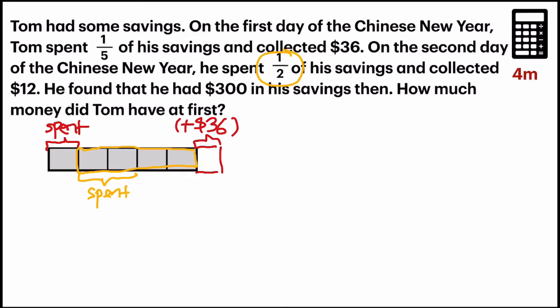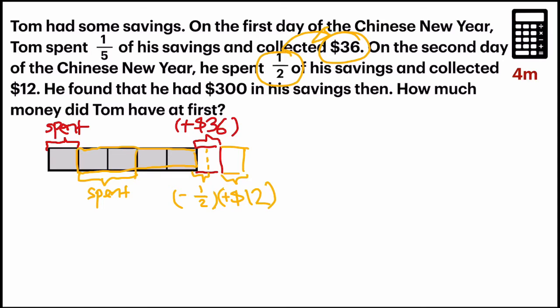And he also spent half of the savings that he had saved the previous day, which is $36. And from this 36, I'm going to cut it into 2. He spent half of it, negative. Alright, and he collected $12. So on the second day, he collected $12, and that's a positive. Now it may seem a little bit confusing here.